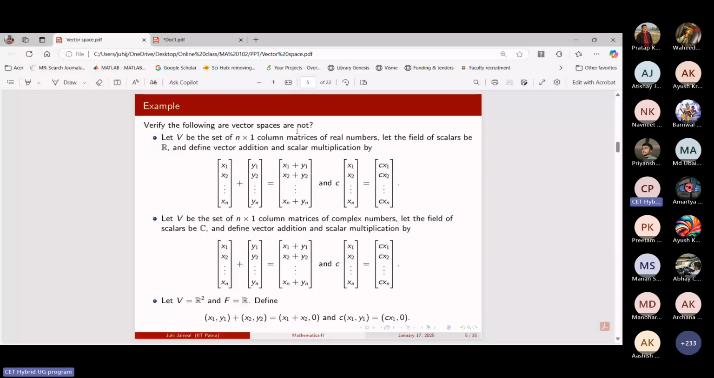Let V be a set of n cross 1 column matrices of real numbers, and let the field of scalars be R, and define the vector addition and scalar multiplication by this: x1 x2 xn plus y1 y2 yn is equal to x1 plus y1, x2 plus y2, xn plus yn, and c into x1 x2 xn is equal to cx1 cx2 cxn. Let us verify it is a vector space or not.